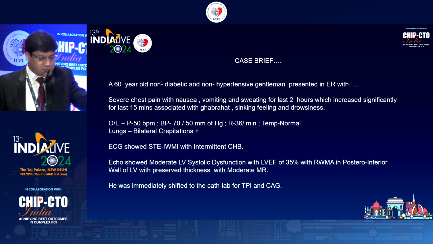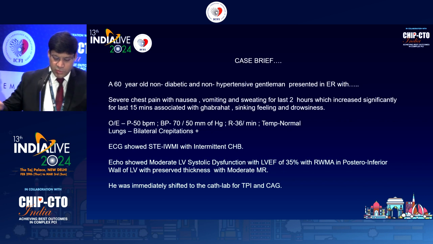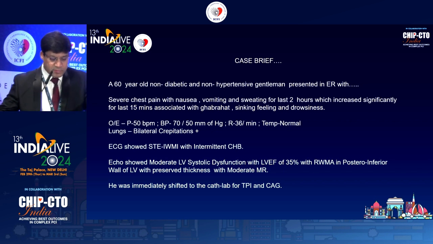On examination, pulse was 50 beats per minute, blood pressure 70 by 50 millimeter of Hg, he was tachypneic, and lungs had bilateral crepitations. ECG showed inferior posterior wall STEMI with intermittent CHB. Echo showed moderate LV systolic dysfunction with EF of 35%, with RWMA in the posterior inferior wall of LV with preserved thickness but with moderate MR. So he was immediately shifted to the cath lab for TPI and angiogram as well.